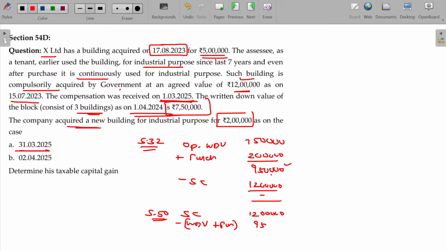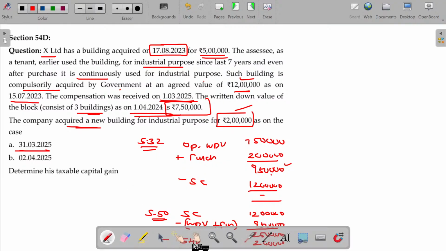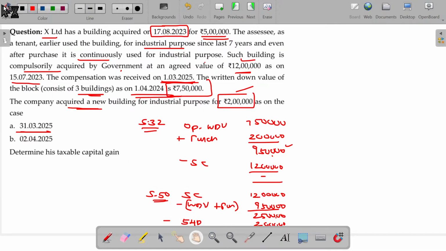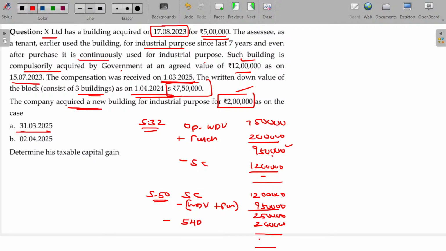9.5 lakhs, 2,50,000 rupees, minus 54D deduction. Any new plant and machinery or land and building purchased can be deductible. Here new asset purchased for how much? 2 lakhs can be deductible. Balance 50,000 being taxable capital gain, short term capital gain.